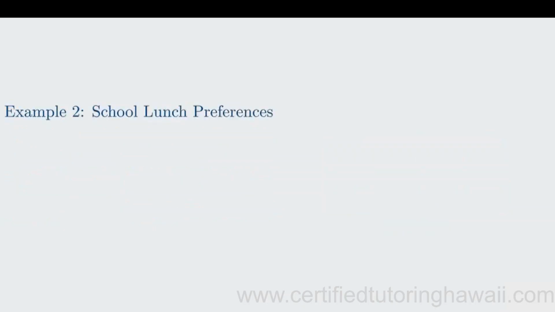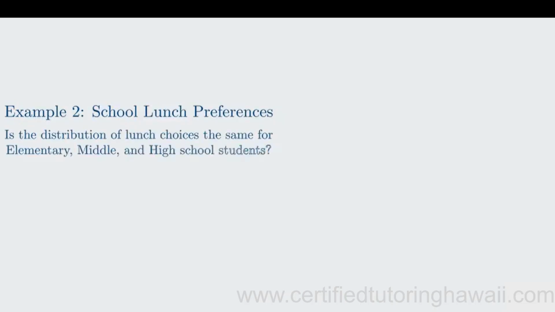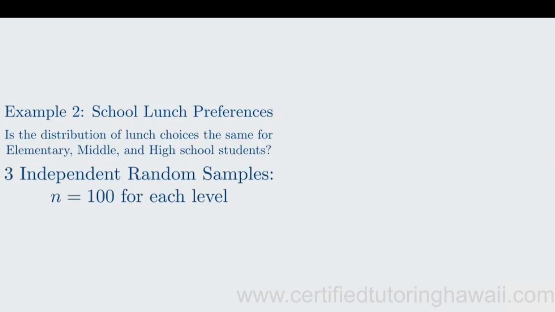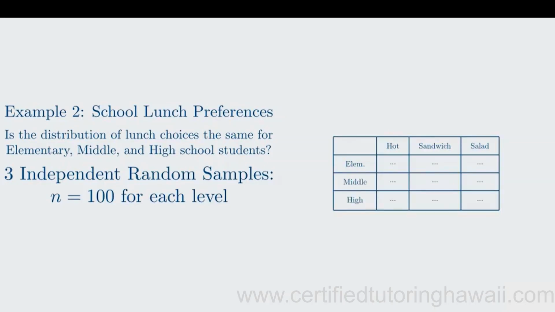Now, let's look at a different scenario to see how the setup changes. A nutritionist wants to determine if the distribution of lunch choices is the same for elementary, middle, and high school students. They take independent random samples of 100 students from each school level and record whether they chose a hot meal, a sandwich, or a salad. Here is our two-way table with school levels as rows and lunch choices as columns.